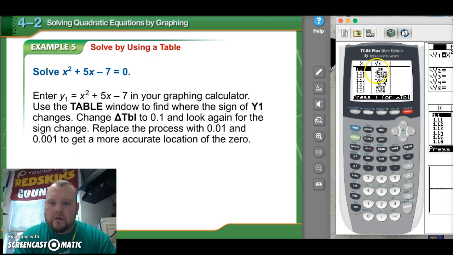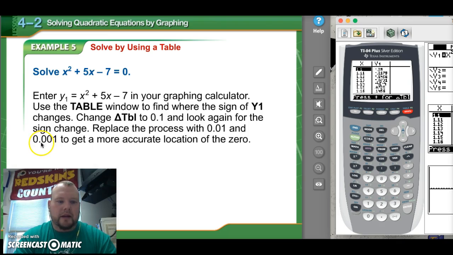Okay, notice here, negative 0.29, negative 0.21, negative 0.14, negative 0.07. Negative 4e negative 4 means negative 0.0004. So this is negative, and notice up here we have positive 0.07. So now I can see that the change from negative to positive happens somewhere between 1.14 and 1.15.